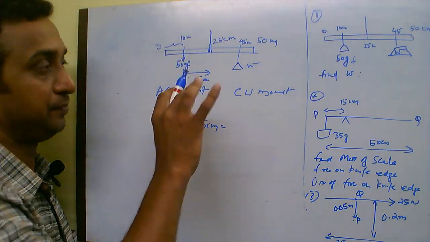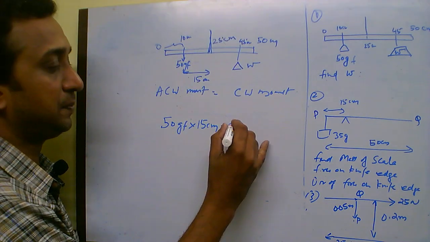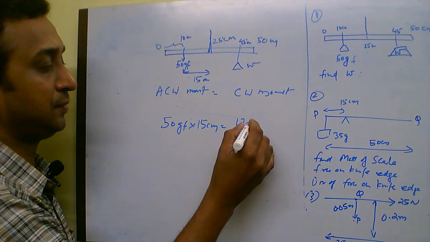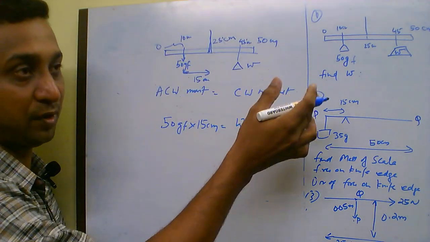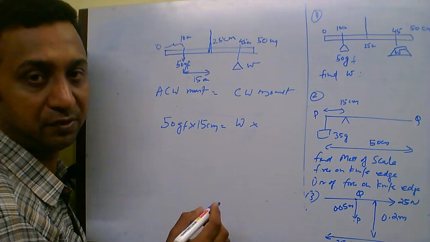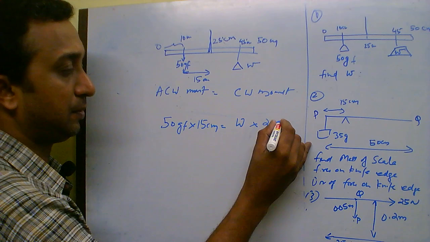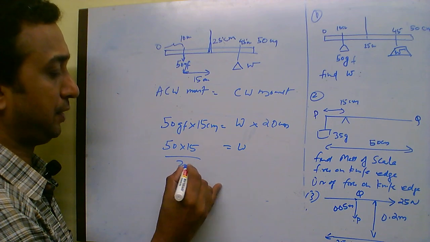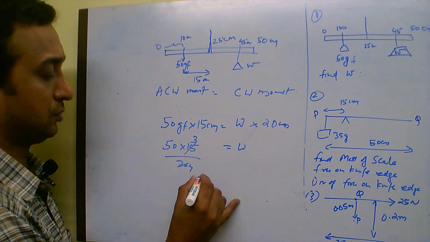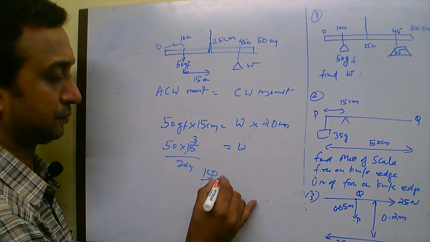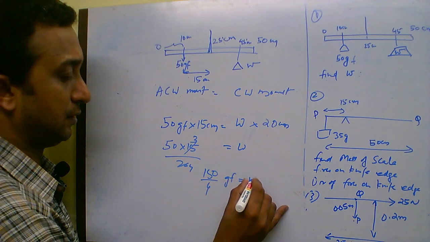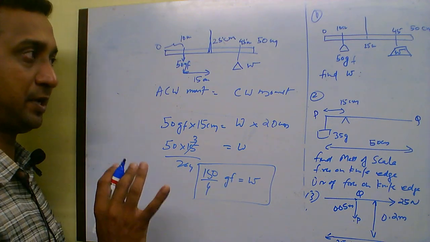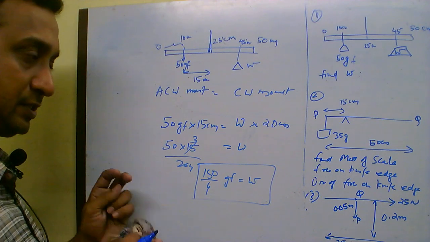Now since it is not turning, you have to find the clockwise moment also. What is the clockwise moment? So W gram force, that much weight is acting downwards to make it turn clockwise. How far from the axis of rotation? This is 25 and this is 45, so it is 20 centimeters. So W will be equal to 50 multiplied by 15 divided by 20. So this is 3, this is 4. So 150 by 4 gram force is the W which you have suspended. So this is how you use the principle of moments to find out the unknown weight which is suspended.